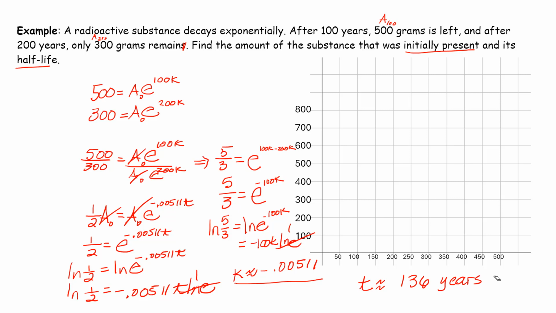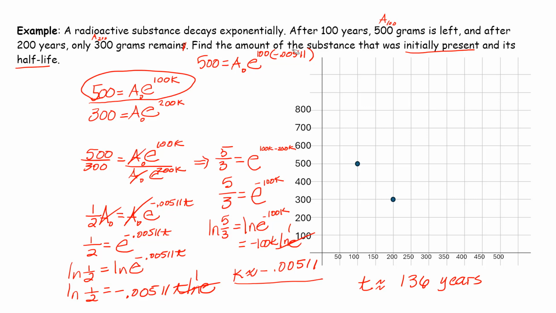And then to graph that, we can just put in some of the points we started with. So after 100 years, there were 500 grams left. And after 200 years, there were 300 grams left. So at this point, we find out that, yeah, we probably do need to know what A sub 0 was because we can't put it on the graph. So we'll go back and find out what A sub 0 was. We'll just use this equation right here. So that is 500 equals A sub 0 e to the 100 times k, which k is negative 0.00511. And then if we divide both sides, let's go ahead and punch in e to the 100 times negative 0.00511 and see what that is.